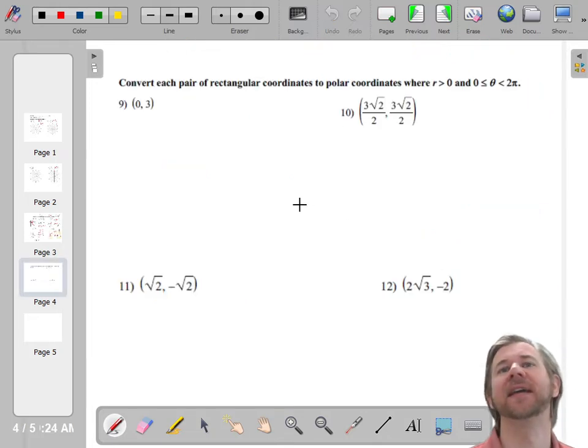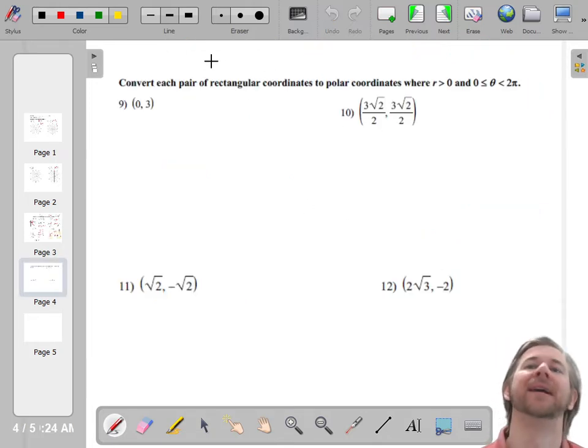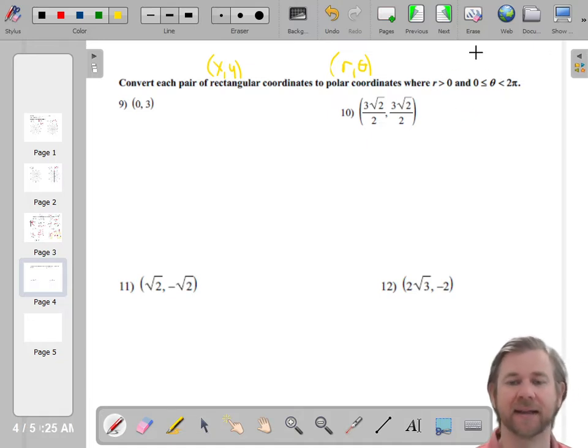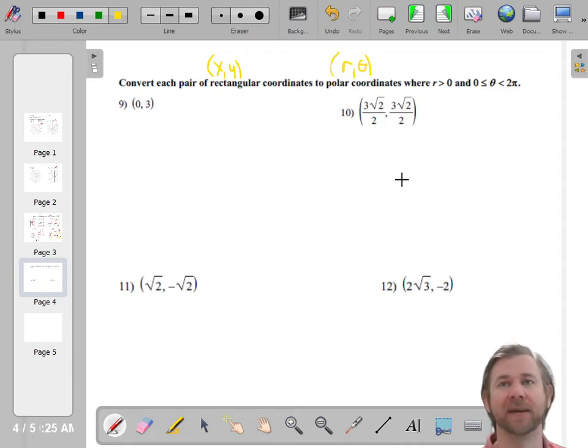The other way is if I give you the rectangular coordinates, so I give you the x, y, and I want r, theta. What they're saying here is they want the radius to be positive and they want the angle to be positive. There's not anything too fancy here. They just don't want negative angles and negative radius. That way we all have the same answer.